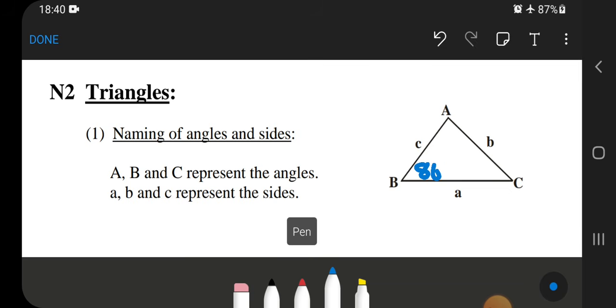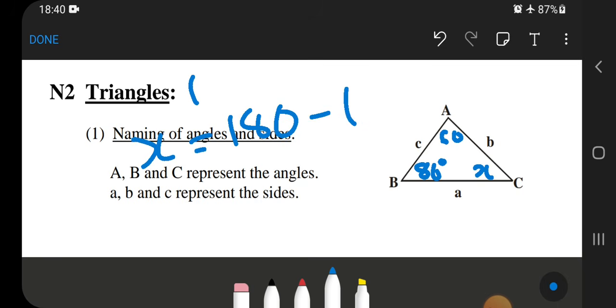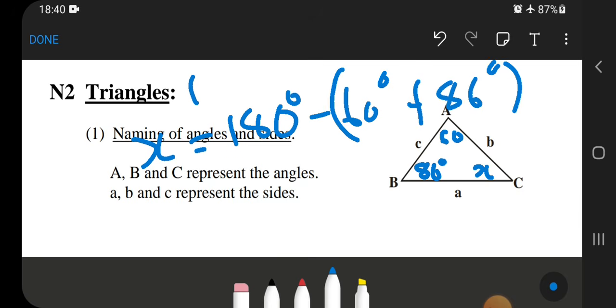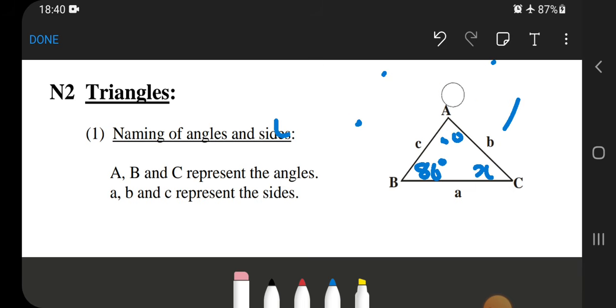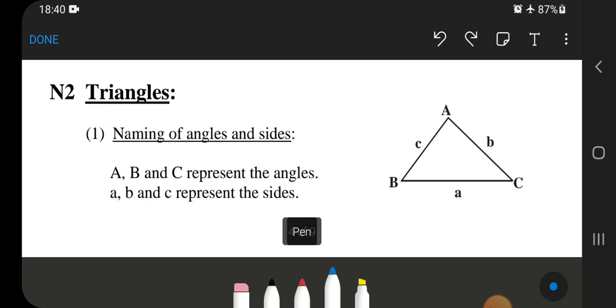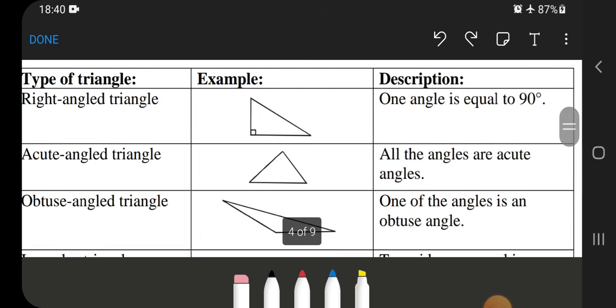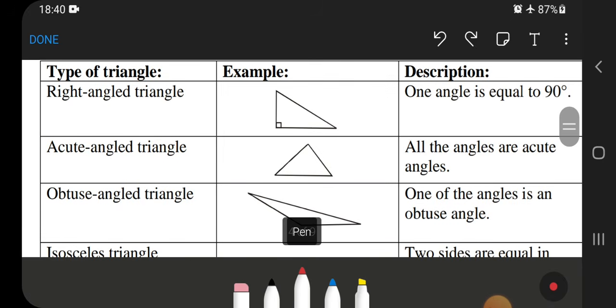If this one is 80 and this one is 60, then this one, let's say it's x, find x. We're going to say x equals 180 minus 60 plus 86 degrees. Let's say this is 86, and then we are going to get the value of x. So just know the interior angles of a triangle are equal to 180, and that is going to be your reason when you're trying to find this other angle. You're going to say interior angles of a triangle are equal to 180, hence why you did that calculation. So if one angle there is equal to 90 degrees, then that angle is a right angle.